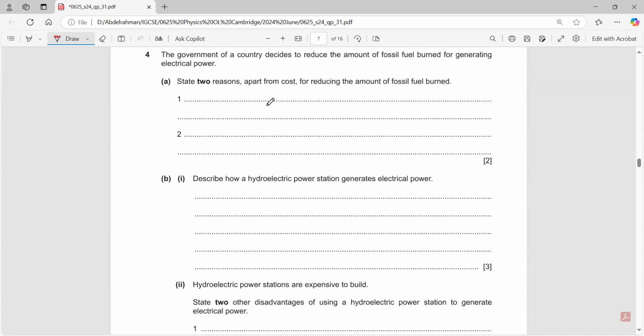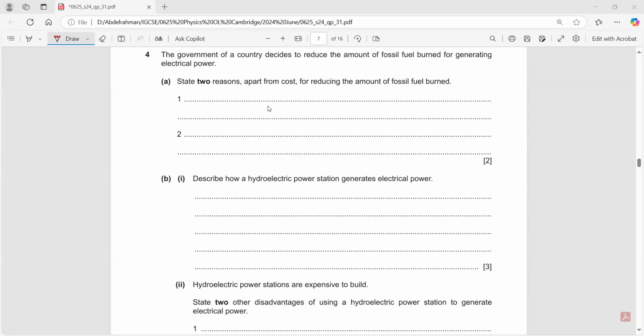Next question. The government of a country decides to reduce the amount of fossil fuel burned for generating electrical power. State two reasons apart from cost for reducing the amount of fossil fuel burned. Basically, we want to find disadvantages of fossil fuels. What are the disadvantages of fossil fuels? Or, in other words, why would they want to do that?